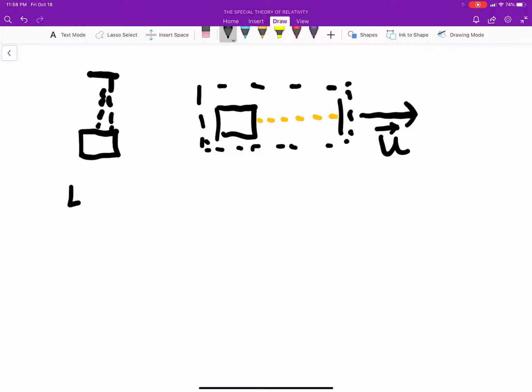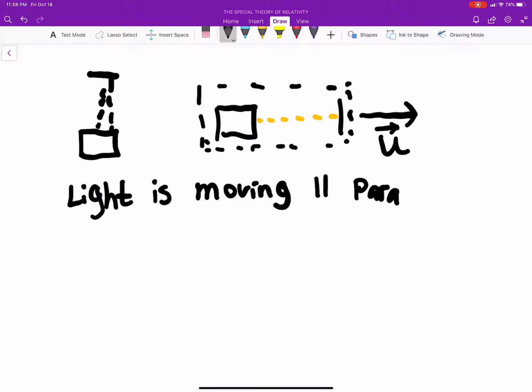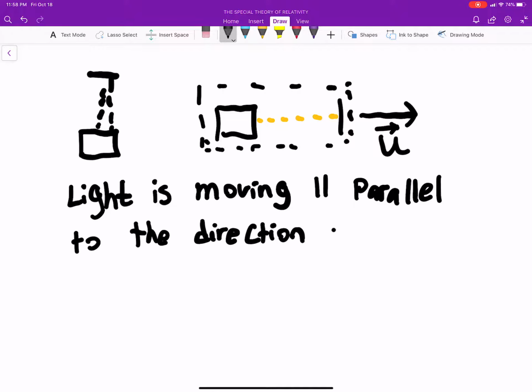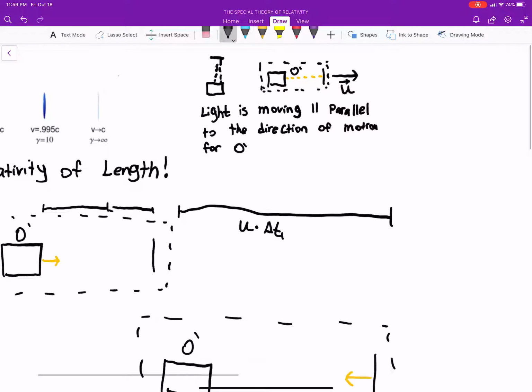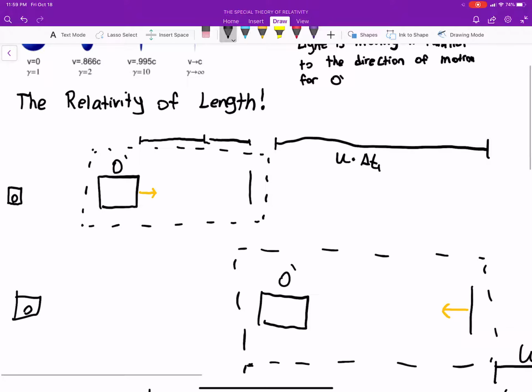The important thing to know here is that light is moving parallel to the direction of motion for O prime, which is the perspective inside this moving system. Okay, so hopefully we can talk about this big confusing drawing that I did.